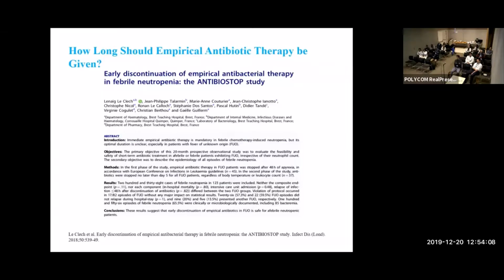Even the most recent edition of the Mandell, which is sort of like the Harrison for infectious diseases, is basing its recommendations on these two papers.